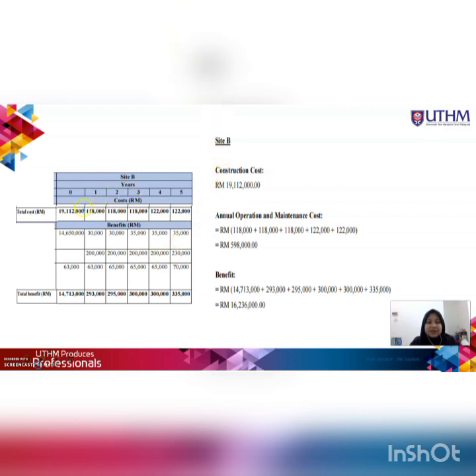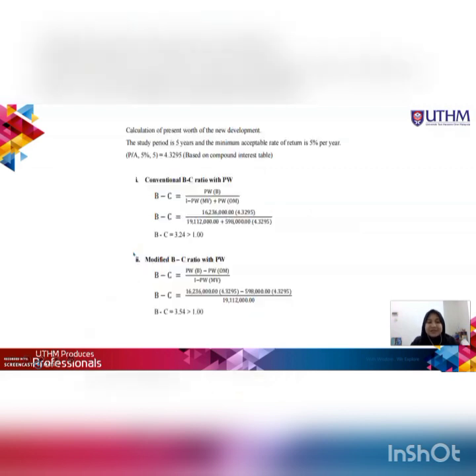So as you can see, the construction cost for this side is equal to 19,112,000, and the annual operation and maintenance cost for these 5 years is equal to 598,000. So this is for the benefit, where the total benefit is equal to 16,236,000 ringgit Malaysia. So this is the calculation of present worth of the new development, where the study period is 5 years and the minimum acceptable rate of return is 5% per year.